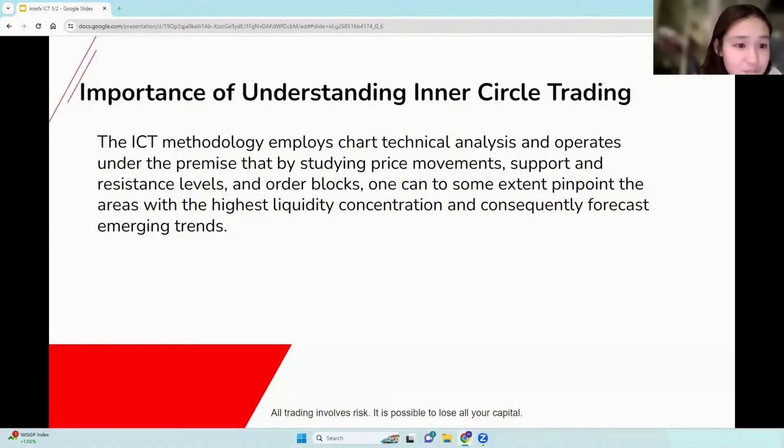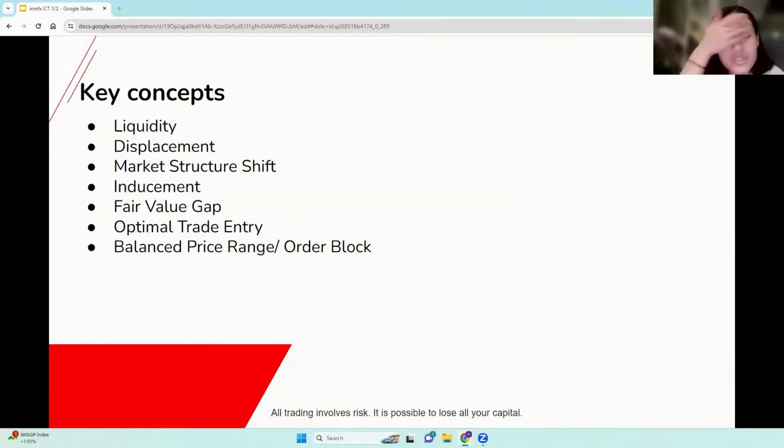So what exactly it is, basically, is employing chart technical analysis and operates under the premise that by studying price movements, support and resistance levels, and order blocks, one can to some extent pinpoint the areas with the highest liquidity concentration and consequently forecast emerging trends. Okay, so let's get into some of the key concepts.